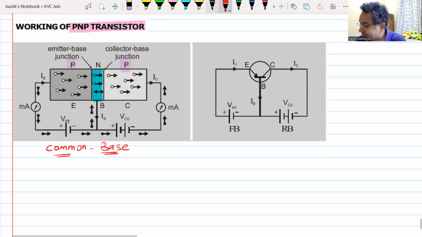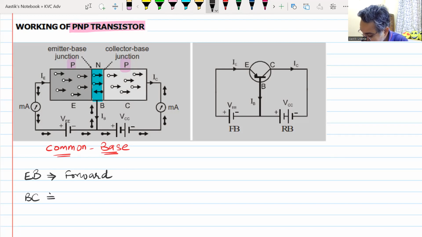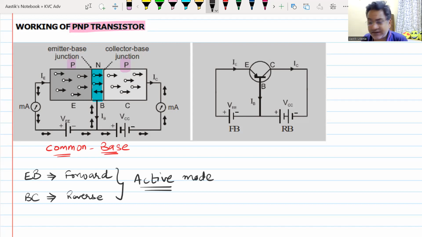Can you tell me what type of biasing is there? Emitter base junction, what type of biasing is there? Forward biasing. It is forward biased. Base collector: reverse. It is reverse biased. This type of biasing is known as active bias. Active mode. The PNP transistor is in its active mode. Do we understand this? Yes, sir.